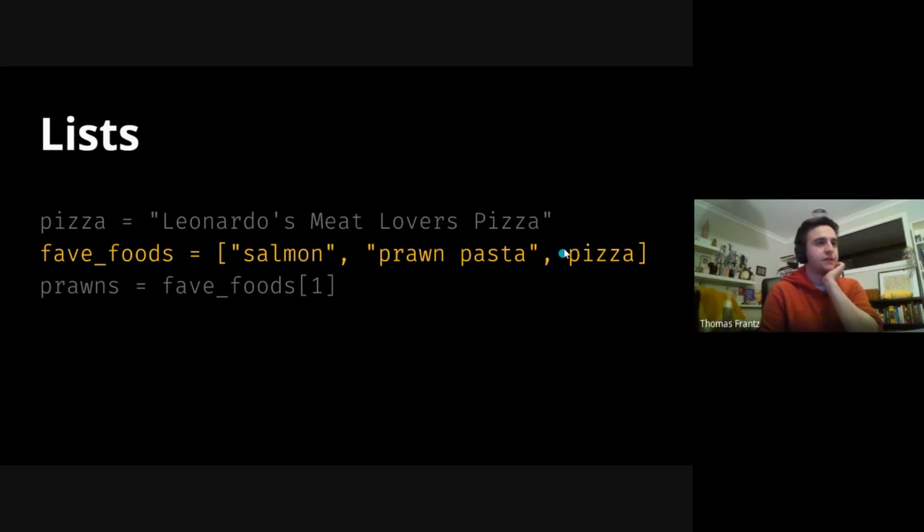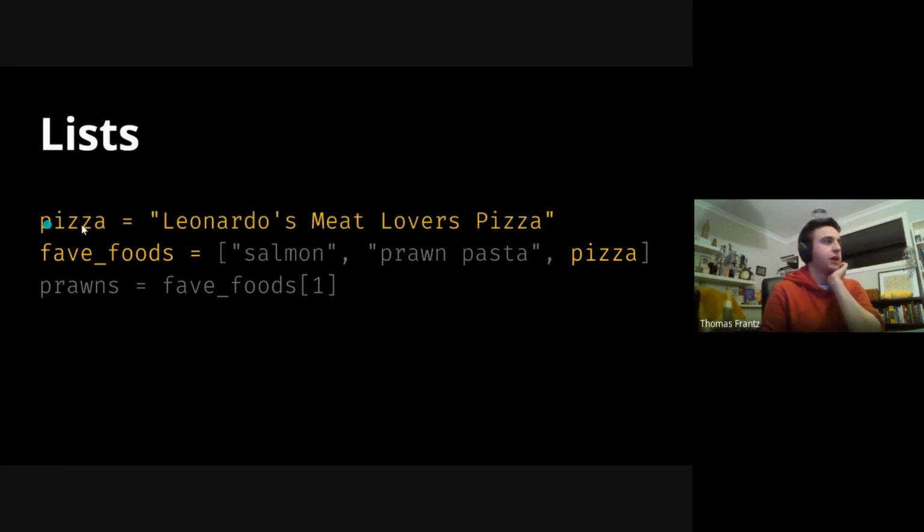So we can see this doesn't have the quotes. So it actually refers to this variable above it here. We can see, this Leonardo's Meat Lover Pizza, best pizza in the world, really good. Unfortunately, they're closed right now, but when they come back, I would recommend everyone go try it. Really nice. We can see that this list will equate to salmon, and then prawn pasta will be the second item, and the third and last item will be Leonardo's Meat Lovers Pizza.